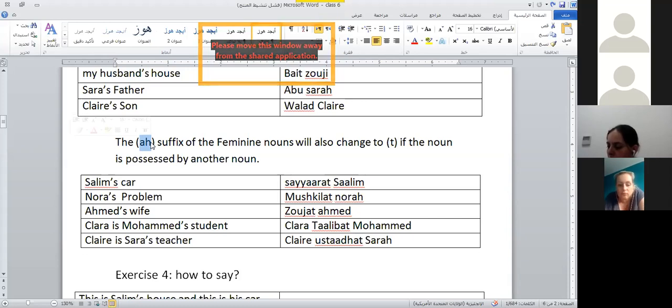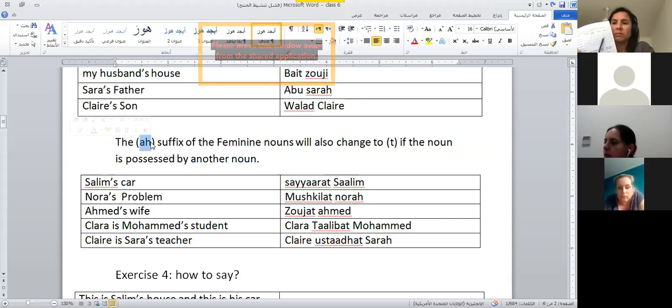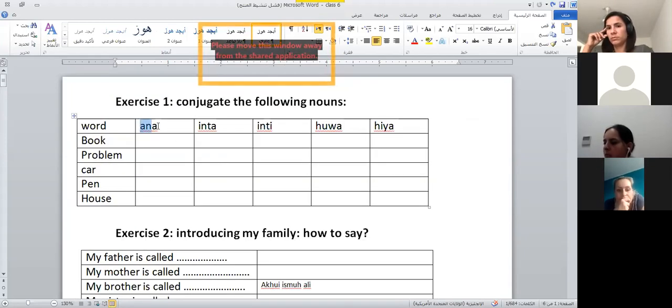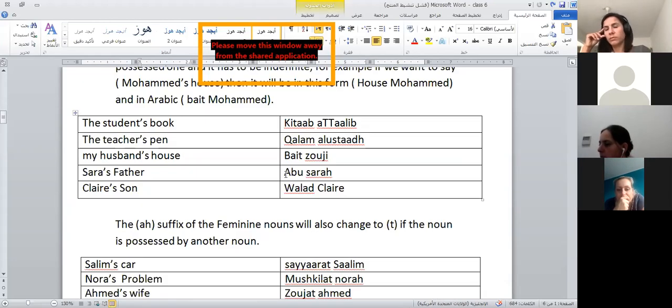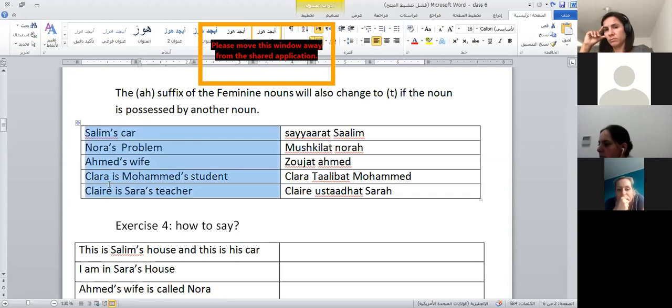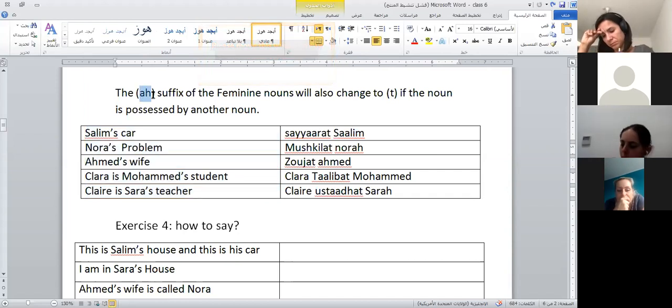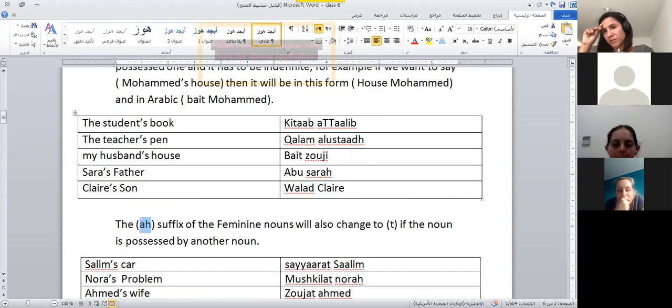So we forget about this. If you want to say my, your, his, and her, like in this table, my book, your book for female, his book and her book, that's something else. But this is if you want to say these terms. How to say them? Only "at" for feminine. For masculine nouns, it's straightforward. You don't have to add anything.